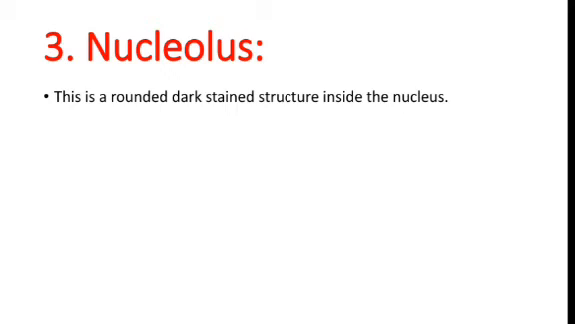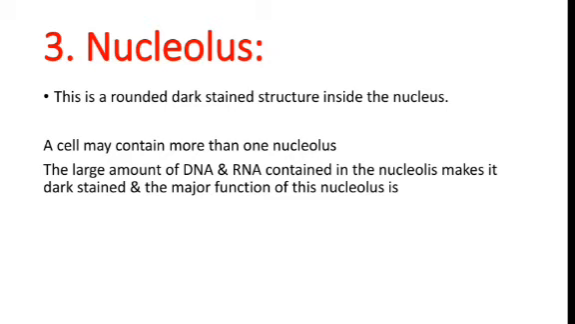Now let us come to look at the nucleolus. There's a black thing which we saw within the nucleus that is found in the nucleoplasm. Now this one is a rounded dark stained structure inside the nucleus, as I have told you. And a cell may contain more than one nucleolus. So depending on the cell, it can contain more than one. And the large amount of DNA and RNA contained in the nucleolus makes it dark stained, and the major function of the nucleolus is to synthesize ribosomes.